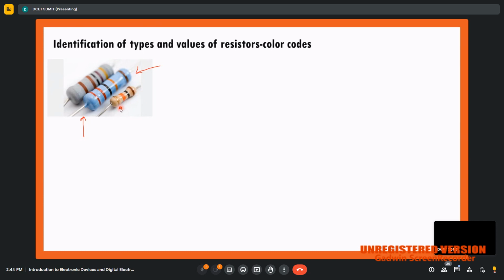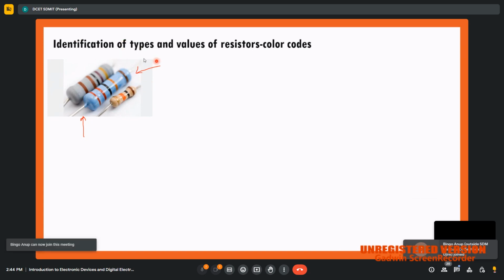What does it indicate? It indicates the value of this resistance. See, now you can observe the main property of a resistance is that it opposes the flow of current. So if I want to oppose the flow of current, then we use a resistor. So in this topic, what you will learn is how to find out the value of a resistance by using color codes.